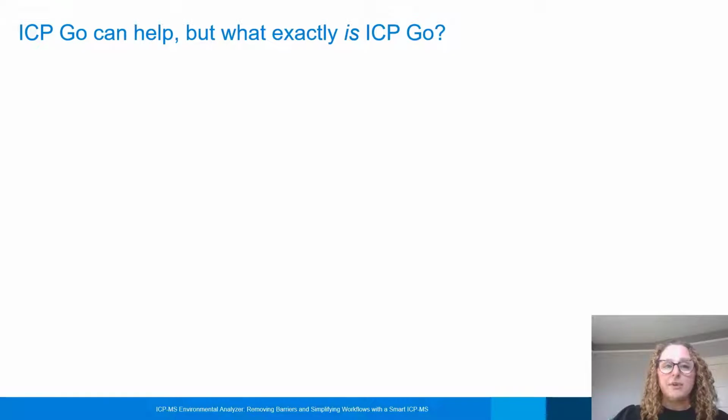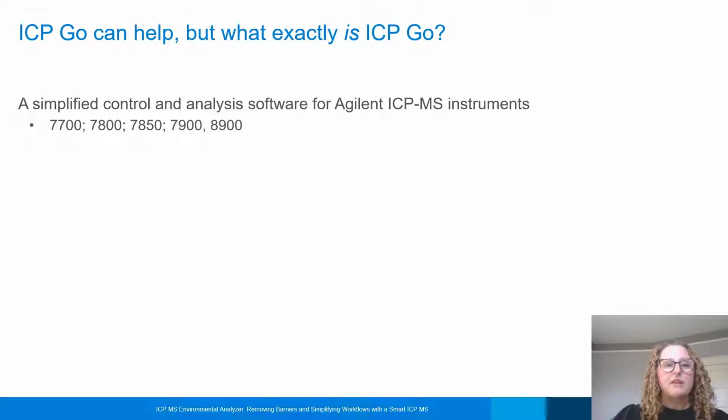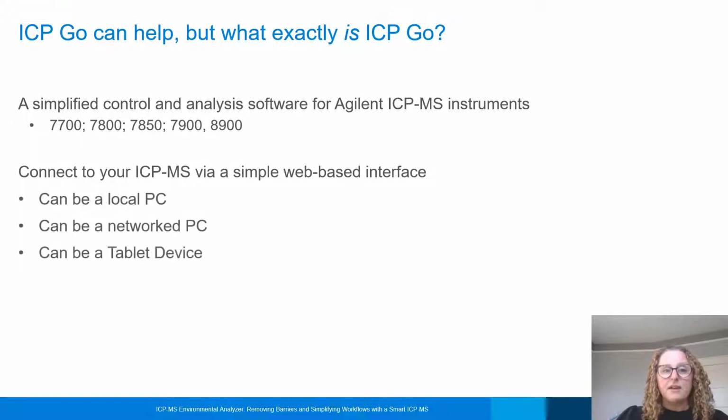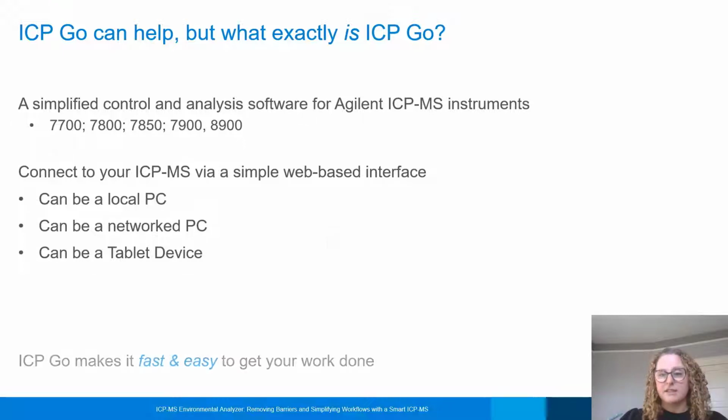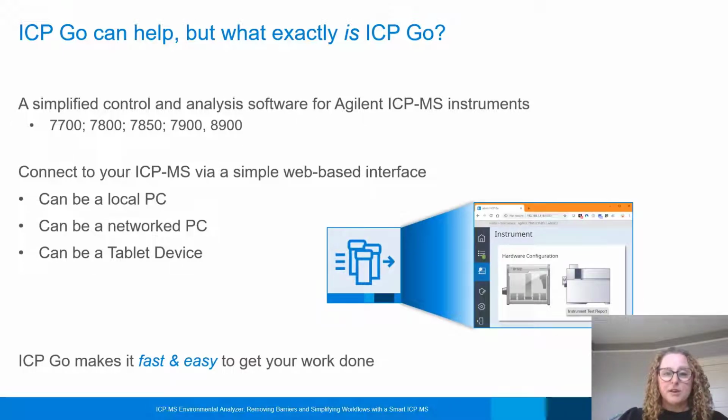So ICP Go can help, but what exactly is ICP Go? This simplified control and analysis software can be used on a 7700, a 78, 7850, 7900, and an 8900. It connects to your ICP-MS via a simple web-based interface. This can be a local PC, a networked PC, or a tablet device. It makes things fast and easy so that you can get your work done.